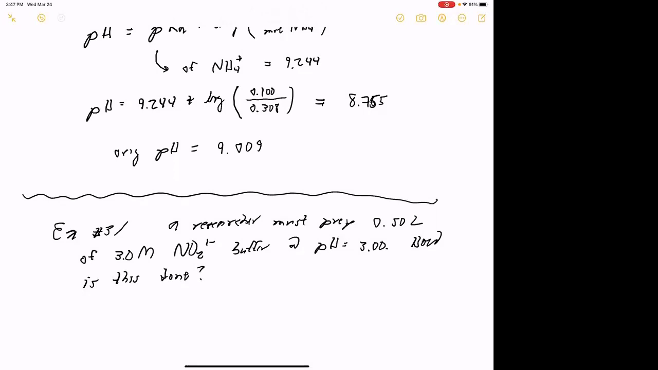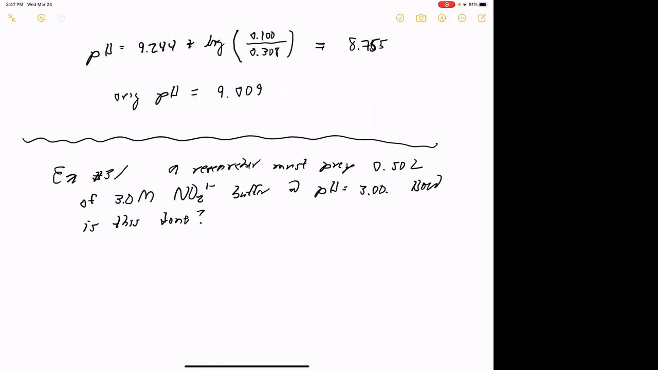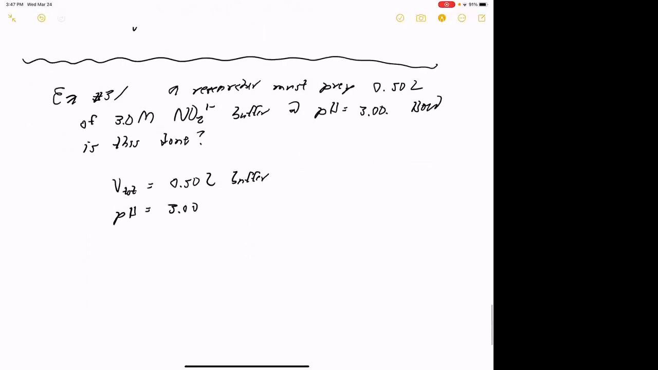All right. So what do I know? I know my V total for the buffer, right? That's going to be 0.50 liters. What else do I know? I know my target pH. I know where I want the buffer to end up. That's going to be 3.00. And then the other thing I'm given is a concentration, okay? Now that is a 3.0 molar concentration.